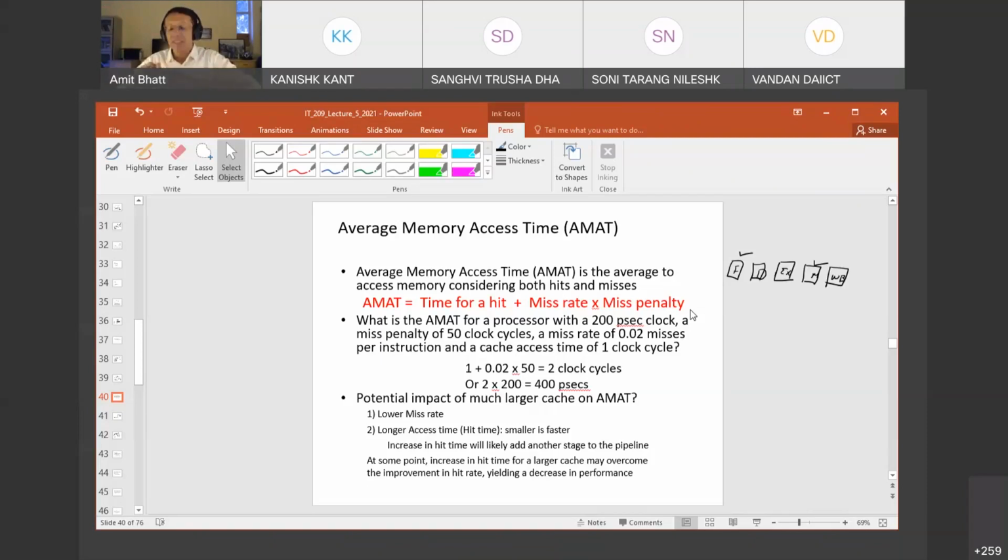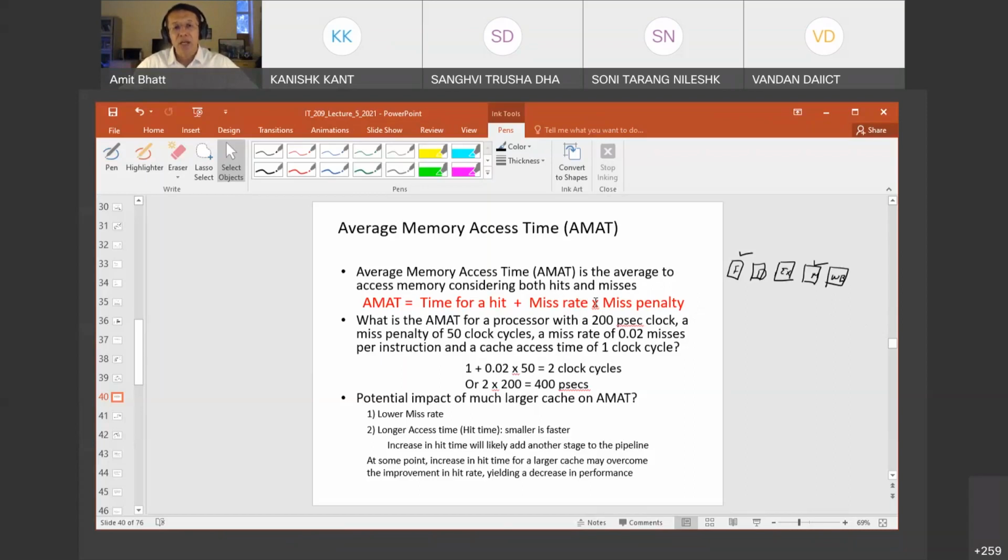So all this makes the designer's problem difficult. If you try to improve the miss rate, then your time for a hit would increase. If you try to reduce miss penalty, then probably time for a hit again would be hit; I'm sorry, it would go up. So there is a problem. Everything would pull you in a different direction.